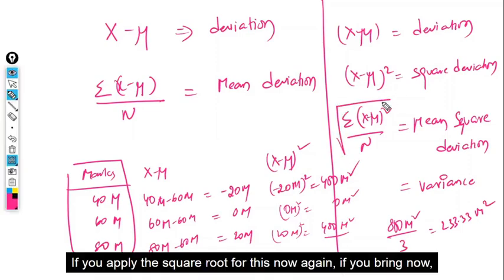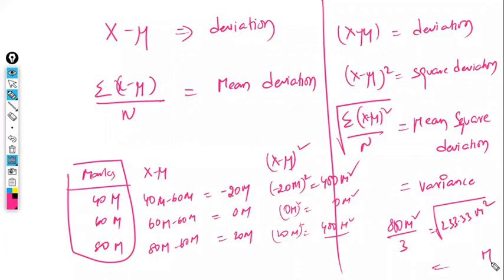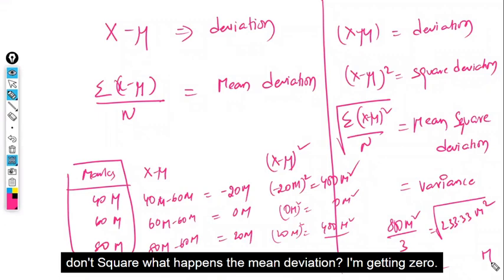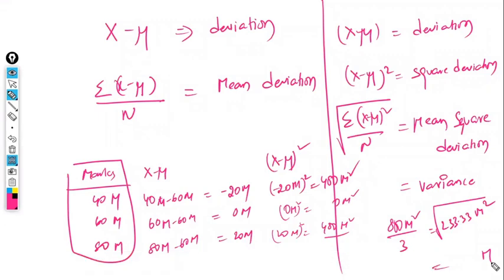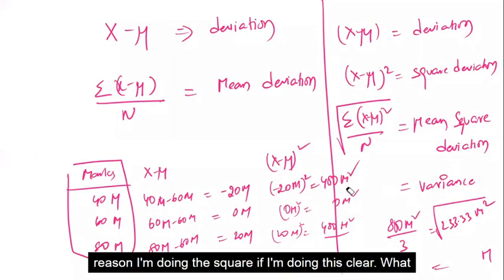If you apply the square root for this, you will bring the units back to the original position. So why are you squaring and why are you bringing it back? If I don't square, what happens? The mean deviation I am getting is 0. Since the mean deviation is getting 0, that is the reason I am doing the square.